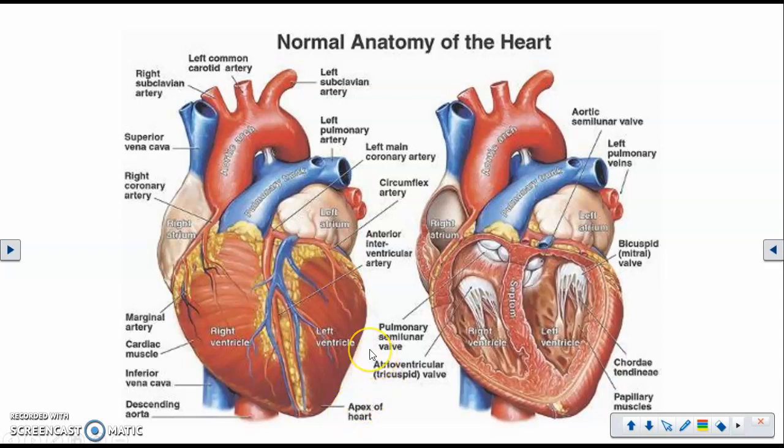Hello everyone, so in this lecture video I'm going to be talking about the cardiovascular system. Cardiovascular basically means blood vessels and the heart. This triad of the heart, the blood vessels and blood is very important in the function of blood, which is transportation, regulation, and obviously in this case protection.